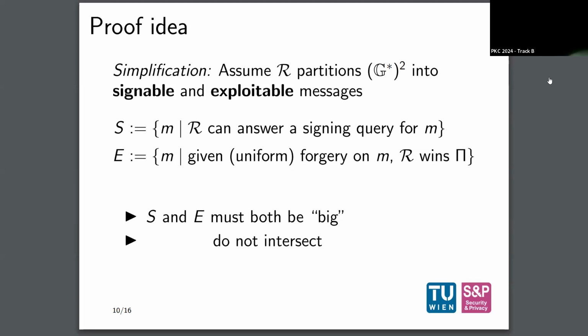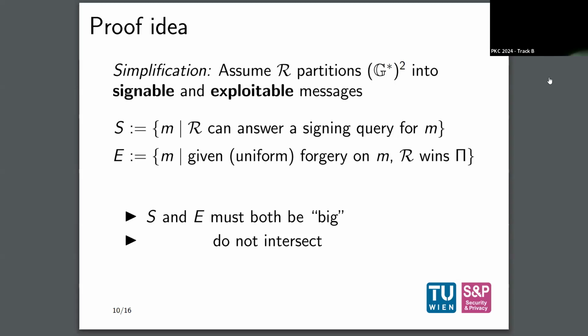And in the same manner, we can also deduce that they cannot intersect, or their intersection must be small, because if it was easy to find an element that's both signable and exploitable, then the reduction could solve the problem by itself. It wouldn't need the forger at all.